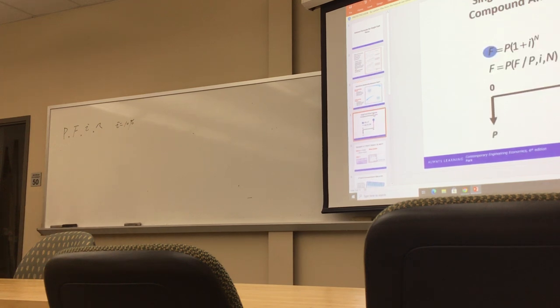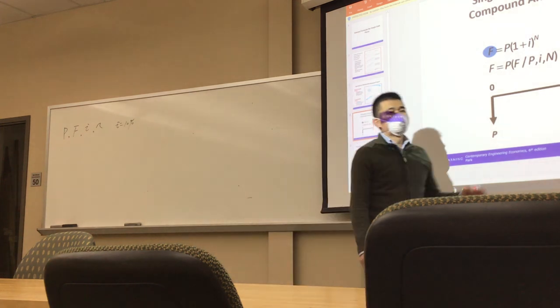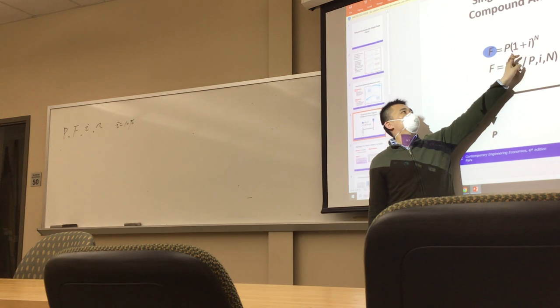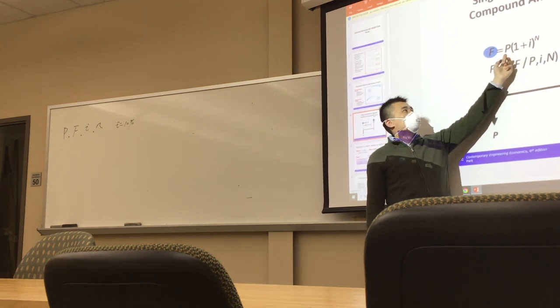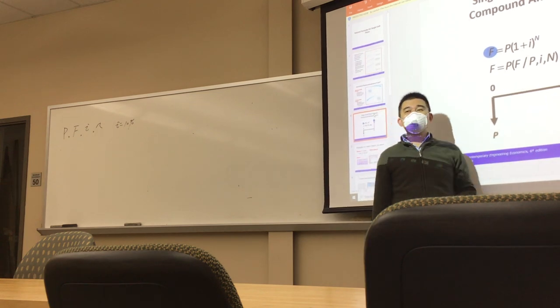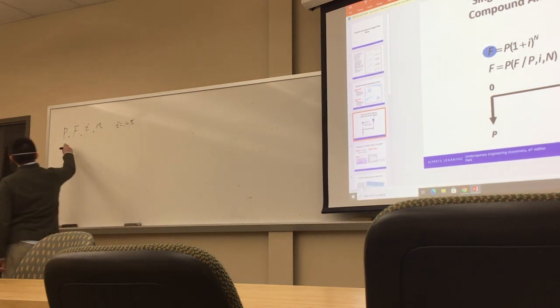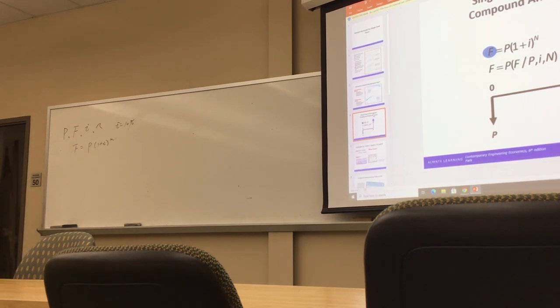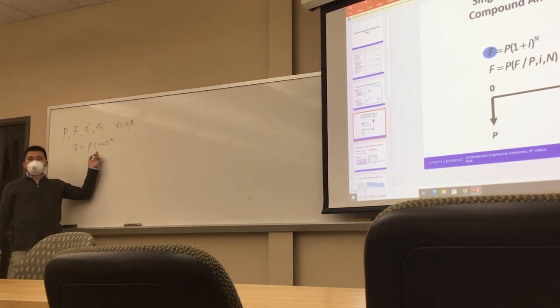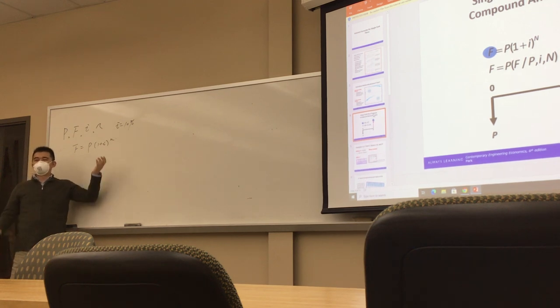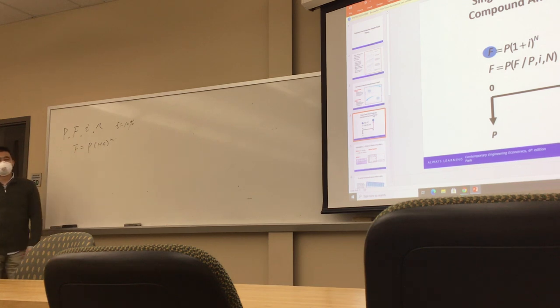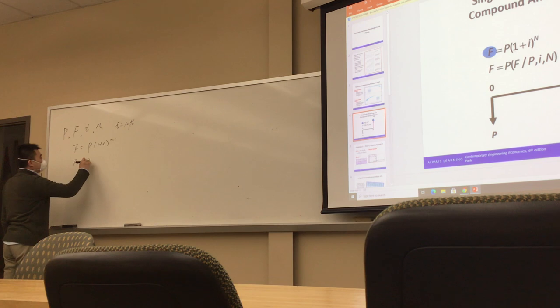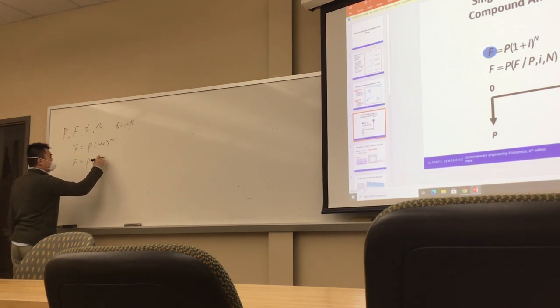Before that, we want to introduce a new symbol. Previously, we used F, P, 1 plus I, nth power, to get F if P is known. F is equal to P times 1 plus I, nth power. Okay, every time we write this 1 plus I nth power is quite time consuming, okay? We use a new symbol to represent this.